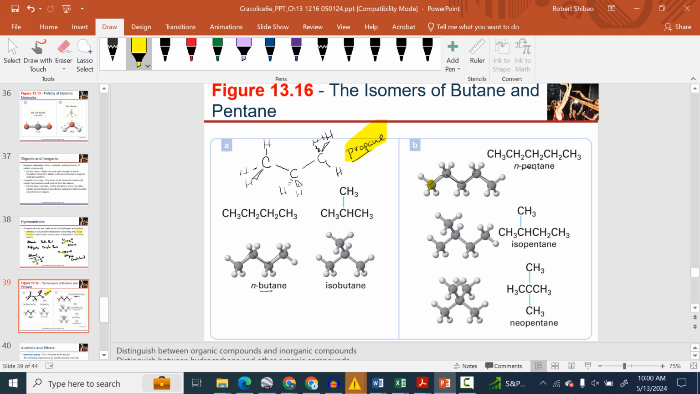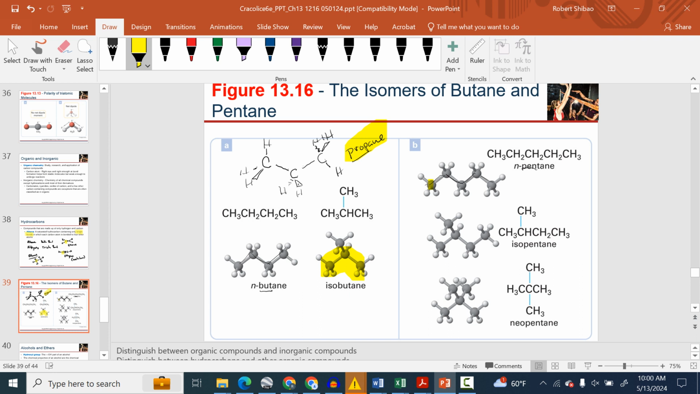We have other ones like this. This is called normal butane. This is called isobutane. Iso has this little fishtail here, and so we have isopropyl alcohol. Isopropyl alcohol will have this little fishtail here. But this is called isobutane because it has 4 carbons. Isopropyl will only have 3 carbons in an alcohol.